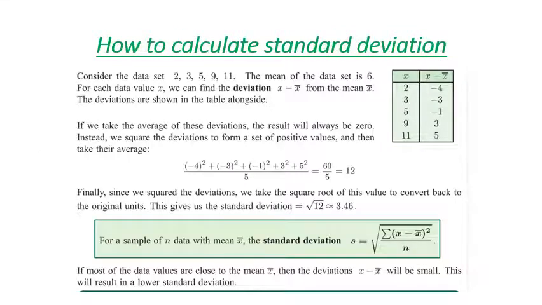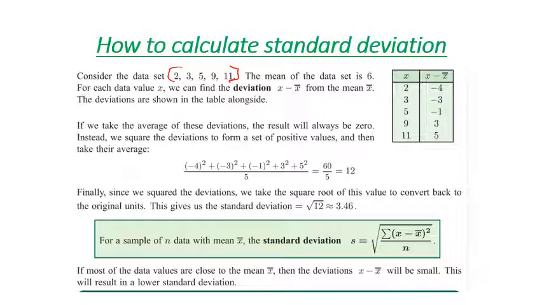So how do we calculate standard deviation? Well, let's consider the data set that we've got in front of us, which is 2, 3, 5, 9, 11. The mean of the data is 6, because if we add them all up and divide by 5, we end up with a mean of 6.